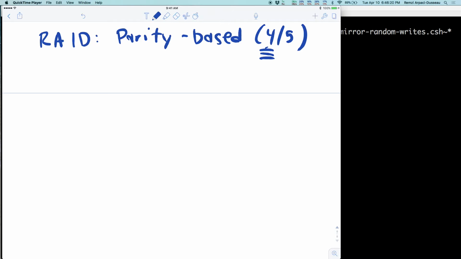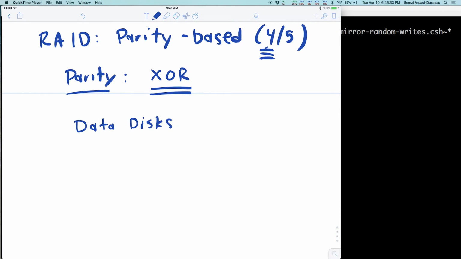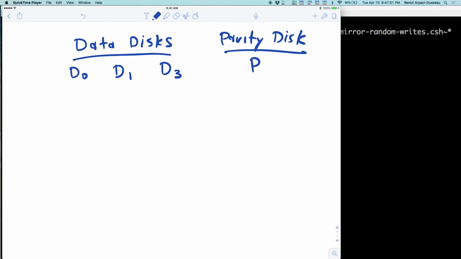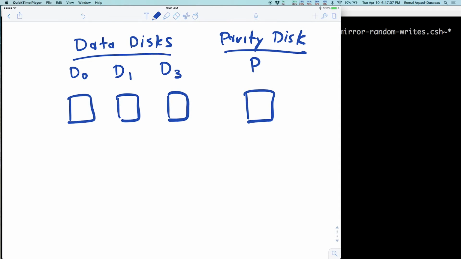So RAID level 4 is based on this idea of parity, which we're going to use our old friend the XOR function to deal with. The way we're going to have that is we're going to have some number of data disks, and then a parity disk, which is going to encode some information about the data disks, such that with a single failure, we can figure out what the data must have been on the failed disk. That's our goal with this parity disk. So let's say we have 3 data disks and then 1 parity disk for simplicity, a simple 4-disk array. We're going to put some data here, some data here, some data here, and then our redundant information is going to be limited to just this 1 disk.